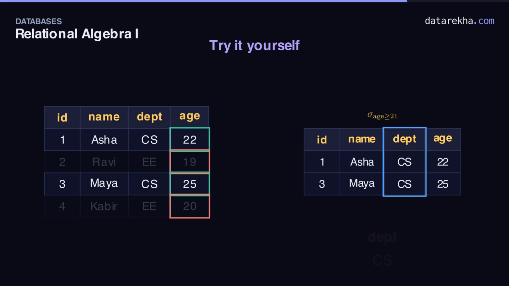Now project onto dept. Both rows have department CS. So we get CS and CS. But projection removes duplicates, and the two collapse into one. The final answer is a single row, CS. If you kept both, that's the classic slip. Projection always dedups.